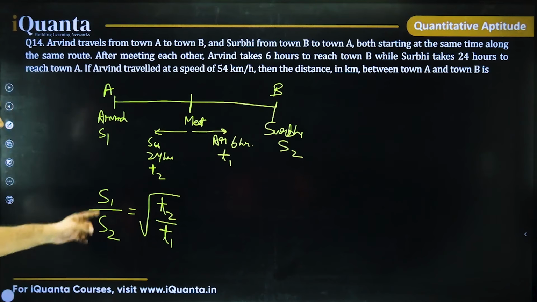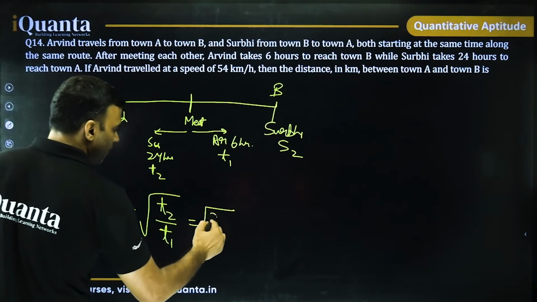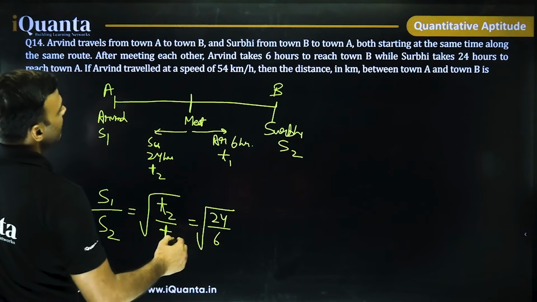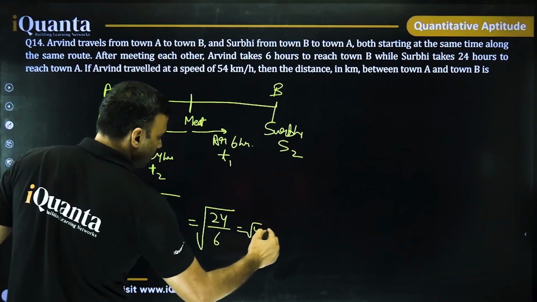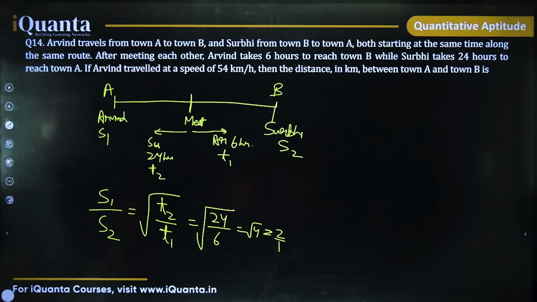Okay. So from here, the speed ratio we will get as square root of T2, which is 24, over T1, which is 6. Right? Is that what is given? Yes, 6 hours and 24 hours. 24 by 6 is 4. So root 4, that is 2. So 2 by 1. So the ratio of the speed is 2 is to 1.